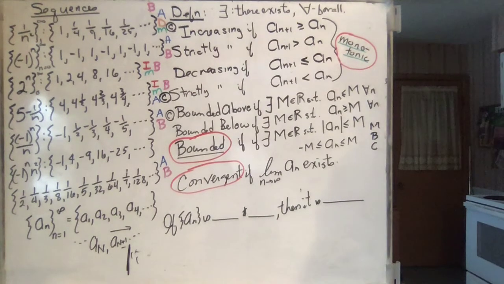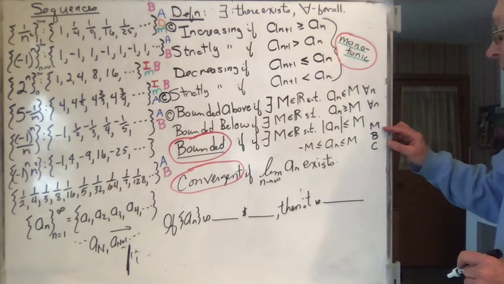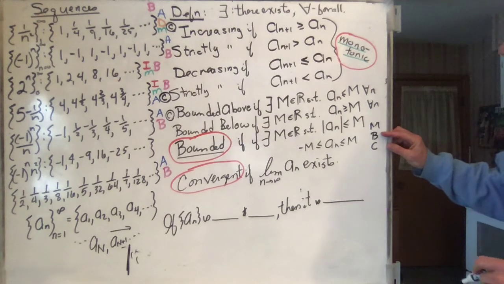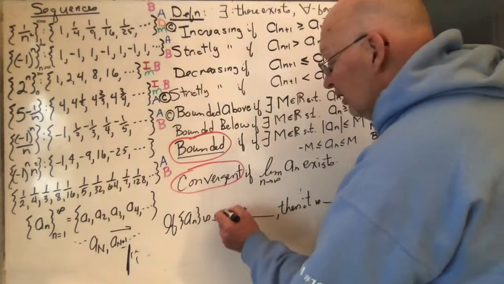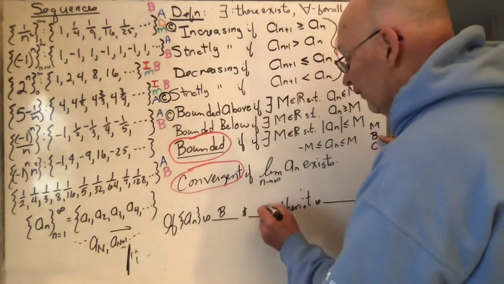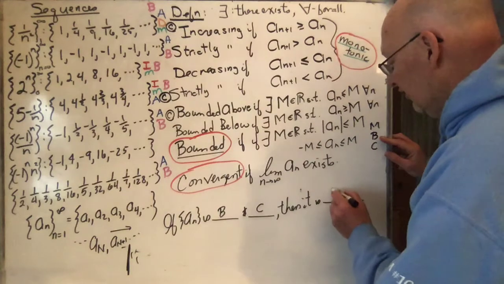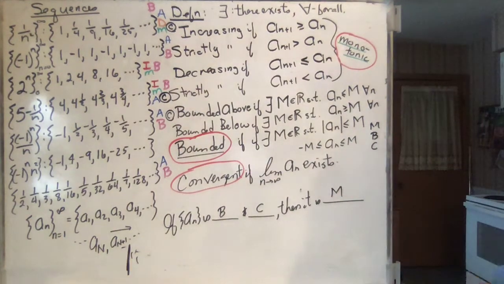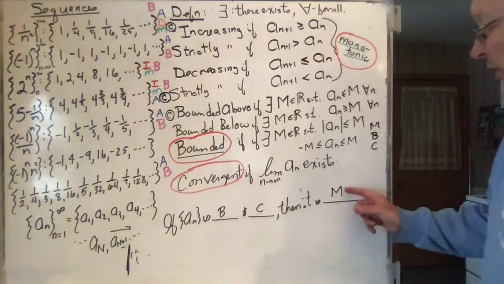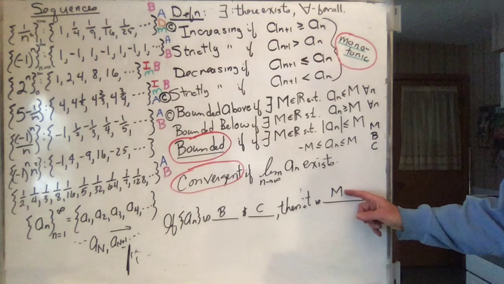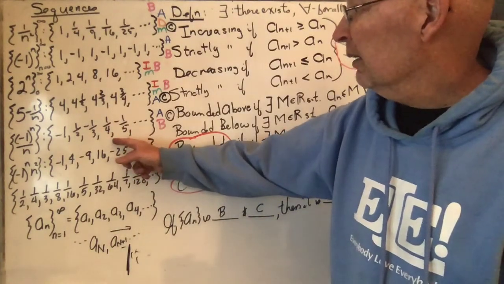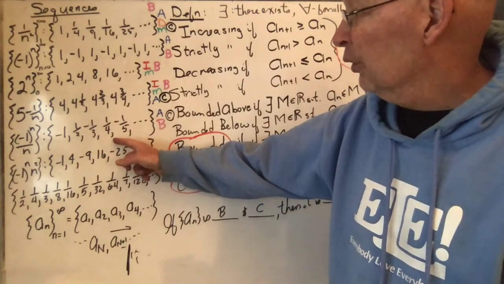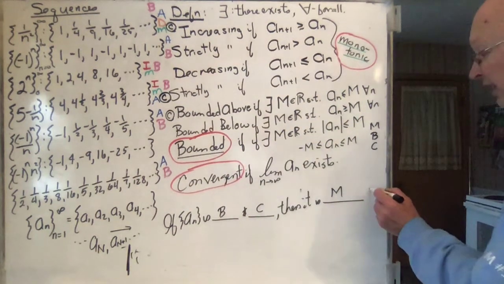Okay, let's put in different combinations here. Let's start with, if it is bounded and convergent, then is it monotone? Is that true? If it is bounded and convergent, then is it monotone? No. This one right here is both bounded and convergent, but it's not monotone. So that's not the case.